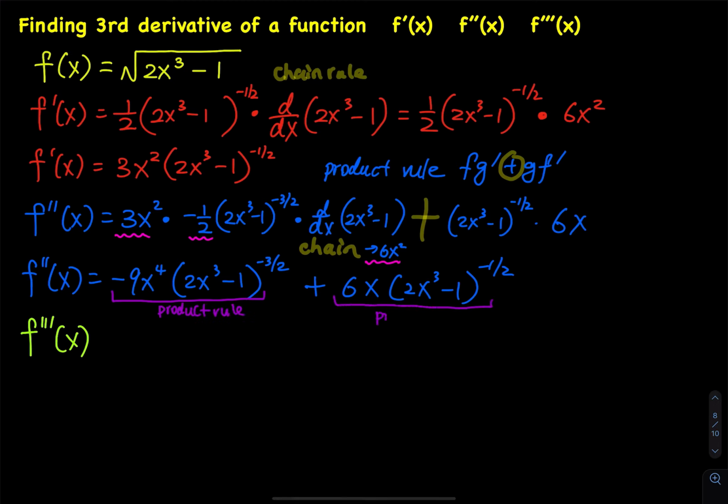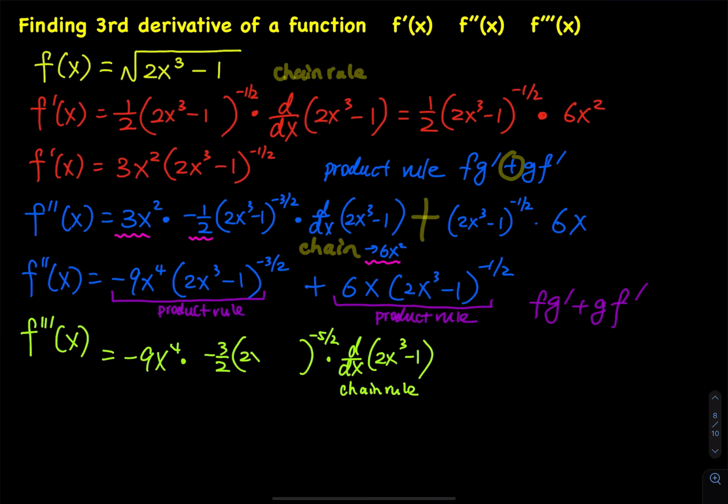So product rule is fg prime plus gf prime. Okay, let's do it. So that is equal to fg prime. So we copy the 9x to the fourth, and then g prime. So we bring the negative 3 over 2 down, and then negative 3 over 2 minus 1, that is negative 5 over 2. And then by chain rule, we have to multiply the derivative of the parentheses. So 2x to the third minus 1. So this is by chain rule.